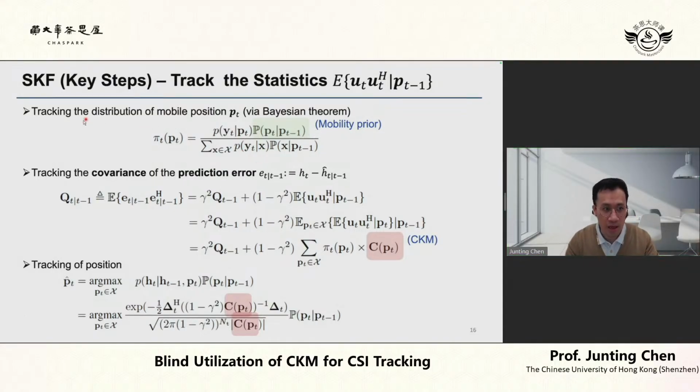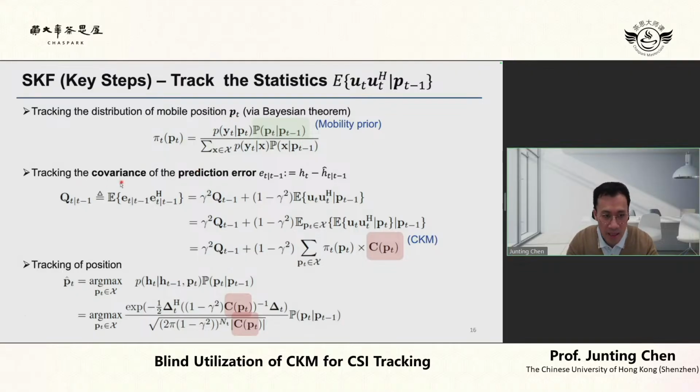We need to track the distribution of the mobile position, right? For time t, we probably already have the position estimate at p_{t-1}, and then we also need a mobility prior, which gives the probability of p_t given the position p_{t-1}, right? With that, we can maintain a distribution of the position at time t.